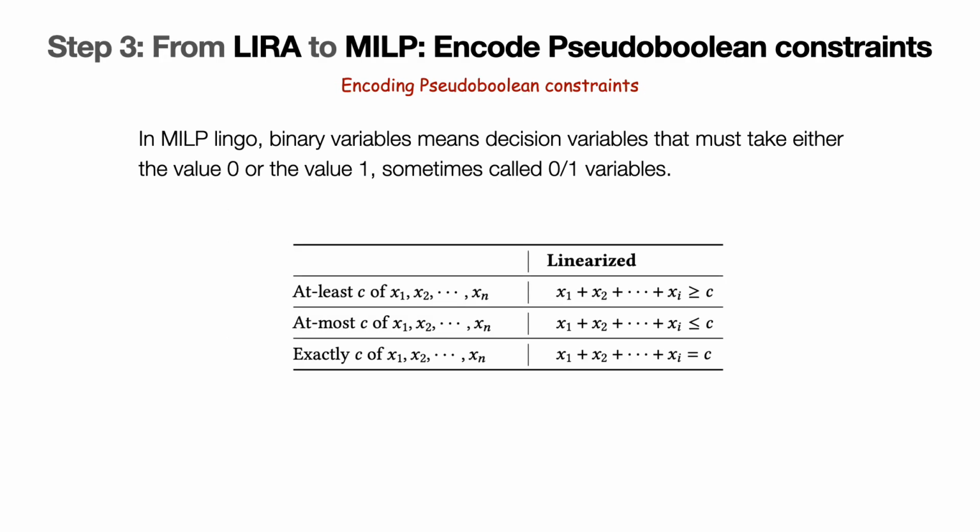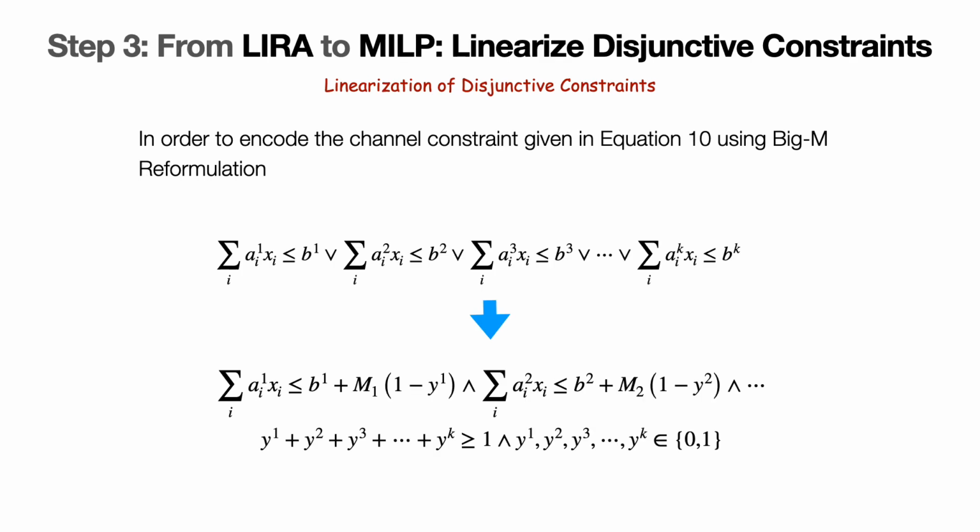We can also encode pseudo-Boolean constraints over binary decision variables, such as at most, at least, and exactly constraints, by summing up the binary variables having a weight, at most 1. In order to encode the channel constraints, we need to linearize the disjunctive constraints. There are two common methods for disjunctions, the big M formulation and the convex hull formulation.